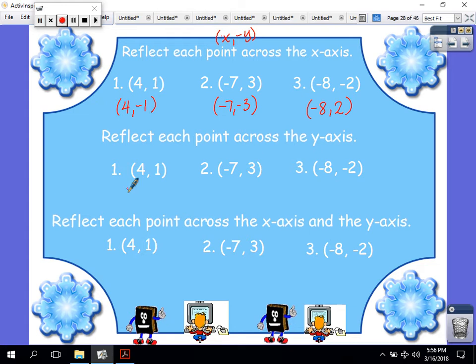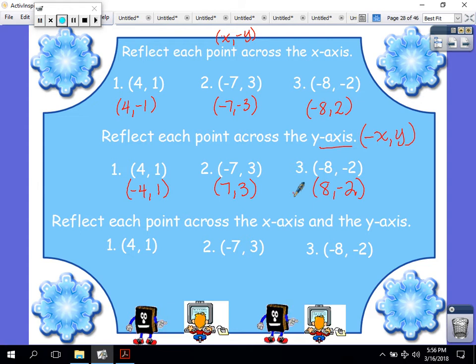All right, reflecting across the y-axis, our y-axis rule is negative x, positive y. So our y stays the same. So in the first example, 4, 1, the 4 is going to change to its opposite, negative 4, and the y value of 1 will stay the same. So the new location would be negative 4, 1. Number 2, negative 7 becomes positive 7, and 3 stays the same. So the answer is 7, 3. Number 3, negative 8 becomes positive 8, and negative 2 stays the same. So the new location is 8, negative 2.